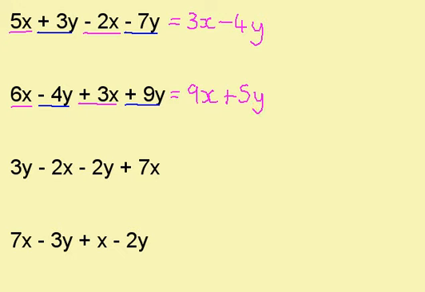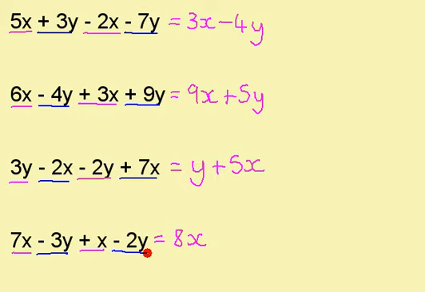Now press pause and try the other two. When you're ready to check your work, press play again. So the answers are 3y minus 2y is y. Remember not to write 1y. Minus 2x plus 7x is going to give me plus 5x. And the next one, 7x plus x gives me 8x. And then minus 3y minus 2y gives me minus 5y.